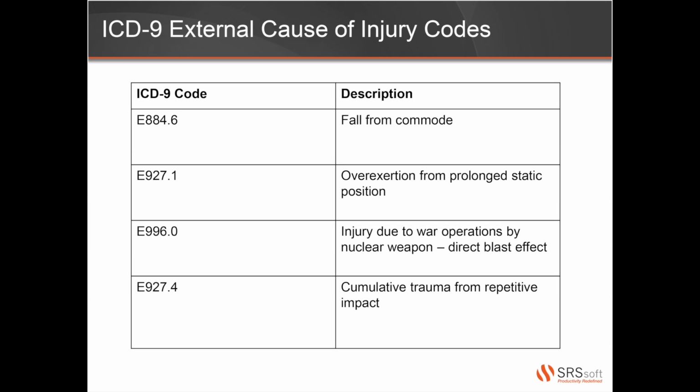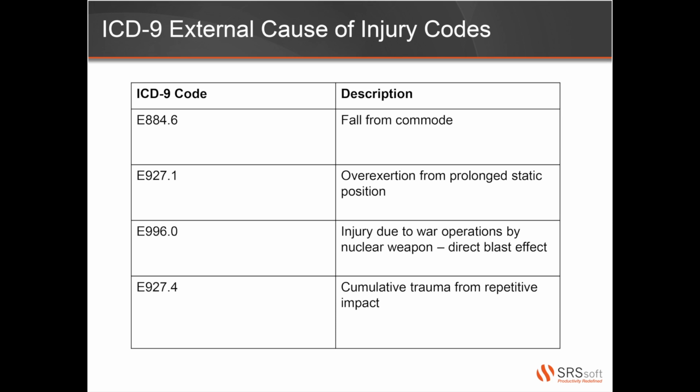I'll give you some examples of these E-codes under ICD-9. There's E884.6, fall from a commode. I'm just trying to envision how somebody would injure themselves doing that, but there is a code for that nonetheless. There's E927.1, overexertion from prolonged static position. I look at that and say to myself, really? How could that be? But there is a code for that. There's also E996.0, injury due to war operations by nuclear weapon, direct blast effect.